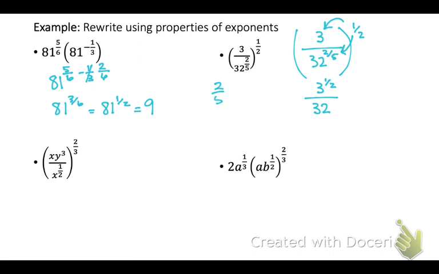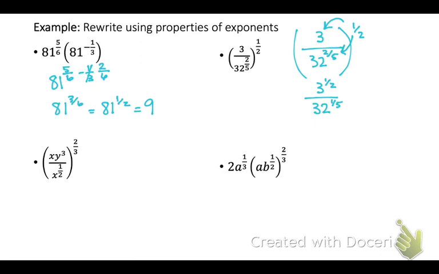2/5 times 1/2 would be 1/5, yes? Yeah. Okay. So now I'm dividing exponents, so I need to do what? Oh, wait, do they have the same base? No. No, but can I get the same base? Yes. Because 32 is 2 to the 5th.